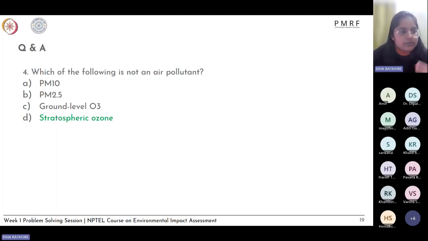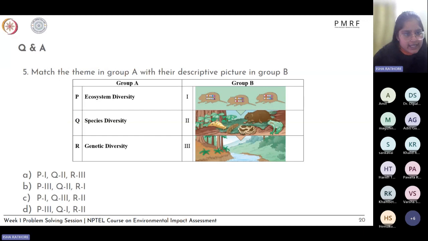Particulate matter 10, particulate matter 2.5, and ground level ozone are all air pollutants, and stratospheric ozone is not an air pollutant. It's the layer which protects us from the sun's UV rays. So D, stratospheric ozone is not an air pollutant, is the correct answer. Okay, moving on to the next question. This is the match the following.